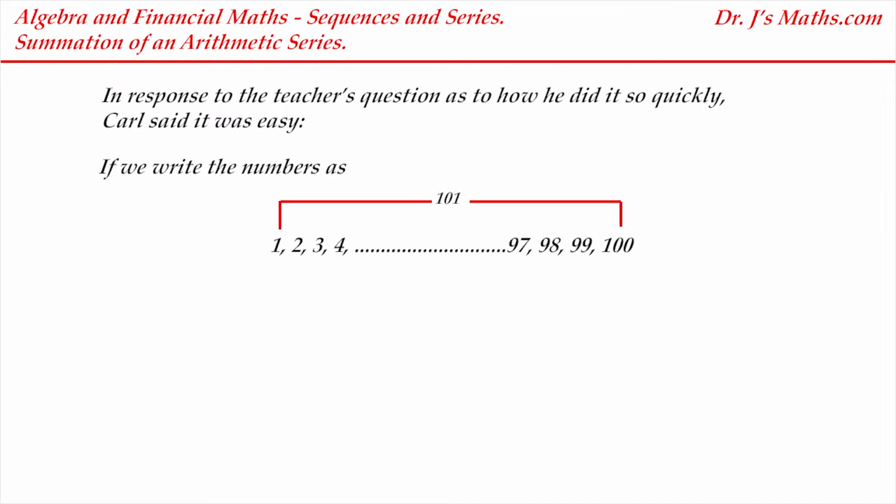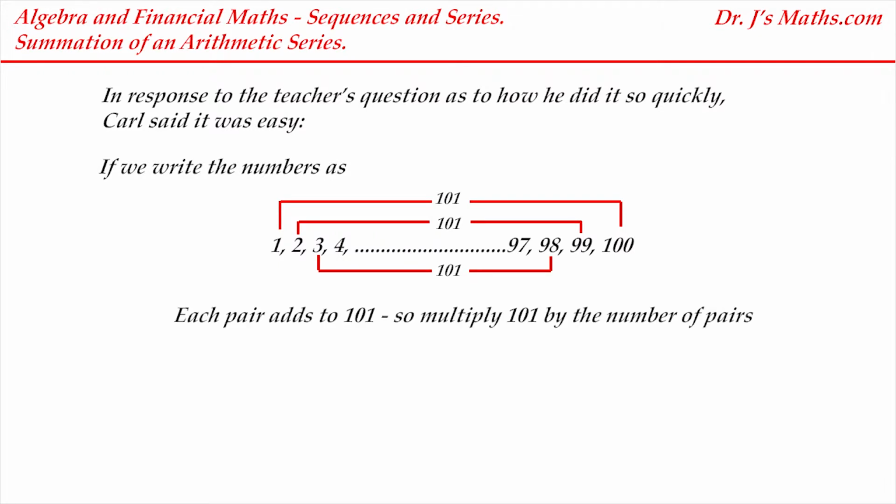and the last one, add them together, you get 101. Take the second and the second last one, you add them together, you get 101. Do the same with all pairs that follow from there. Each pair adds to 101. So if we multiply 101 by the number of pairs of our numbers, we have 100 divided by 2, which is the number of pairs, times 101, and we get 5,050. Easy.